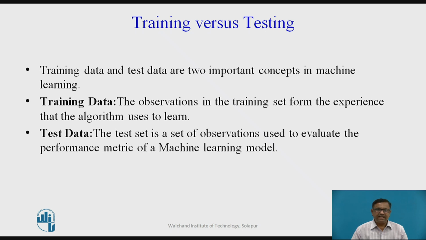And for test, the test set is a set of observations used to evaluate the performance metric of a machine learning model. So, using test data, we can evaluate the performance of the machine learning model using some performance metrics. Which are those performance metrics, that also we are going to discuss.